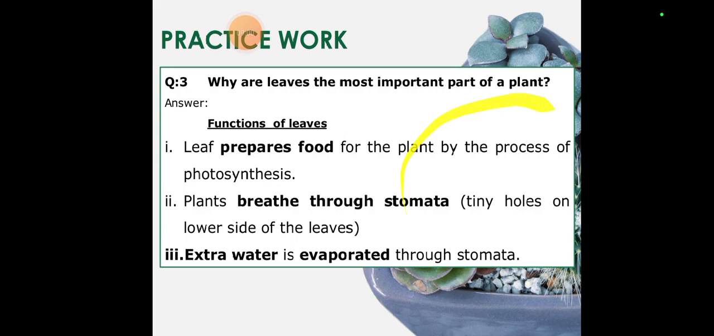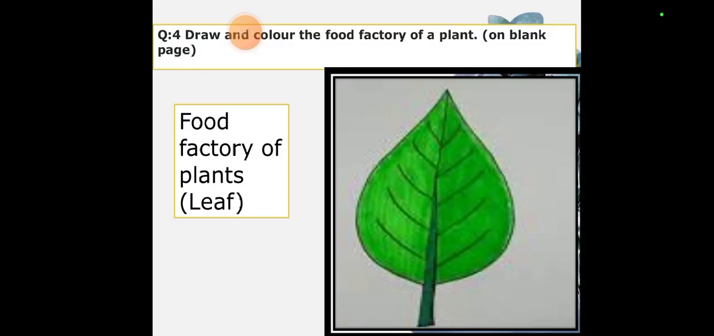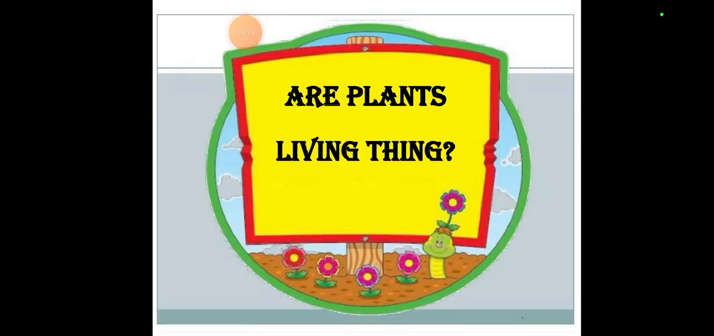Why are leaves the most important part of the plant? Functions of leaves: leaves prepare food for the plant by the process of photosynthesis. Plants breathe through tiny holes on the lower side of the leaves. Extra water is evaporated through stomata. Draw the food factory of the plants. So the food factory of the plants is the leaf.